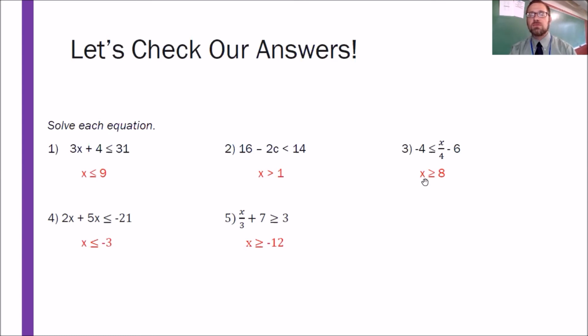Or actually, number 3 didn't flip. They just turned it around because it was backwards. Because it was actually, you would end up with 8 is less than or equal to x. So they just flipped it to make it make more sense. And this number 2 should be c is greater than 1.